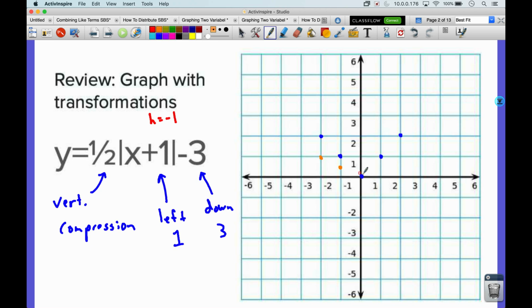Or you can use my trick of just moving the vertex left 1, down 3, and then using this as your slope going to the right. So slope of 1/2 would mean up 1 over 2. Imagining that axis of symmetry, making it symmetrical over that axis of symmetry, and we get a graph that looks like this. And that's what these blue dots would look like if we compressed them by 1/2, shifted them all down 3 units, and all left 1 unit.